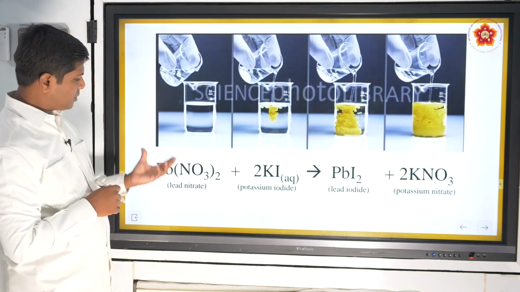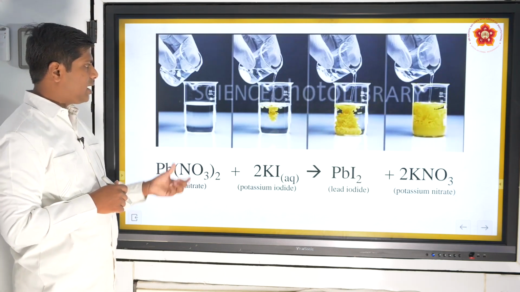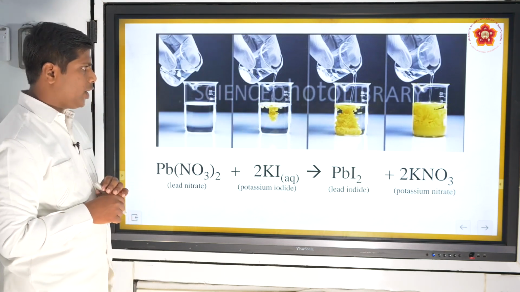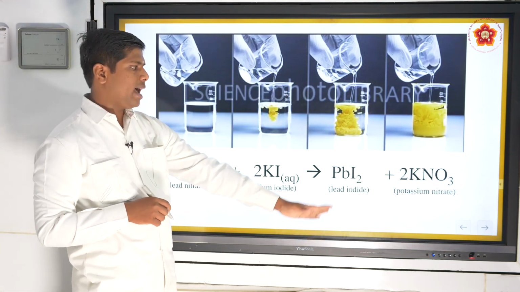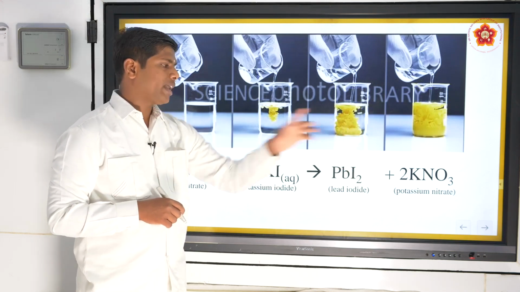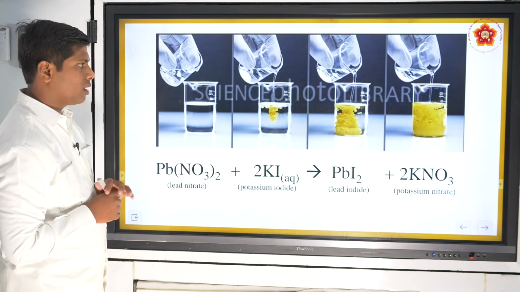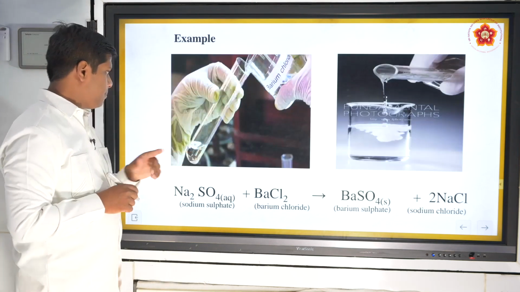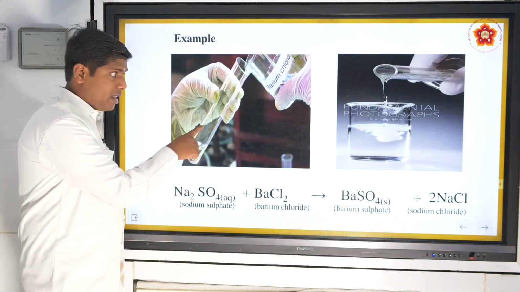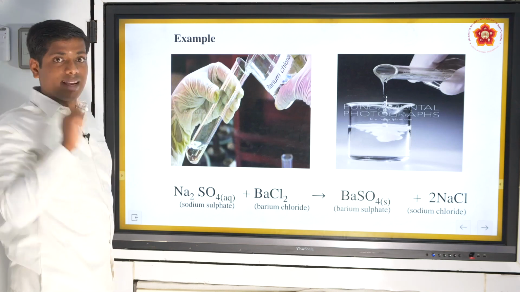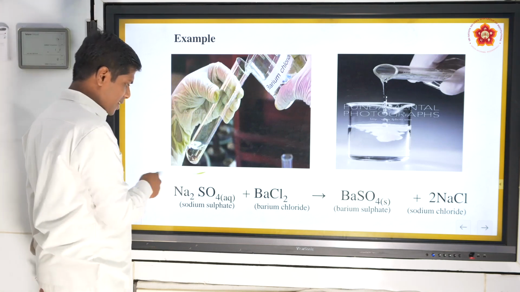Second example, similar. Lead nitrate. This is lead nitrate solution. Then you are adding potassium iodide. Then you will get lead iodide and potassium nitrate. See these pictures. Yes, once again. Remember this example. We are getting some white solid. We are going to discuss that in precipitate reaction.